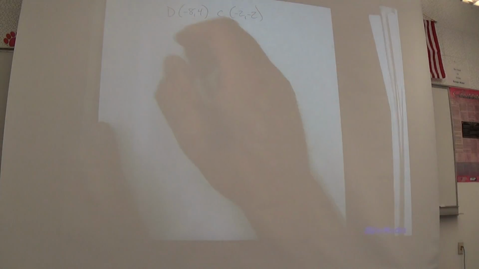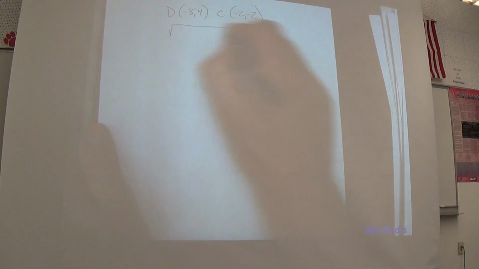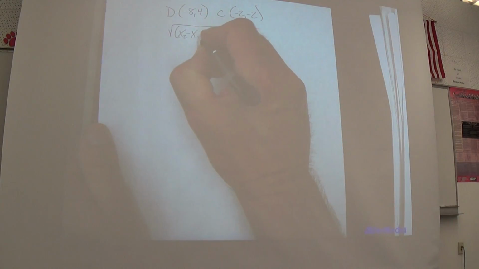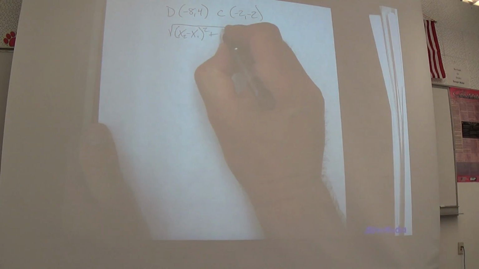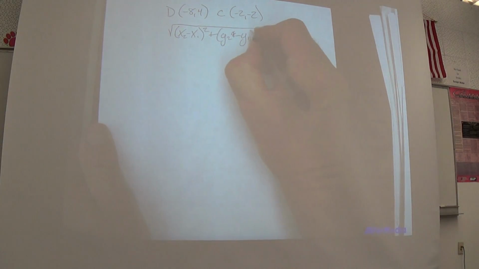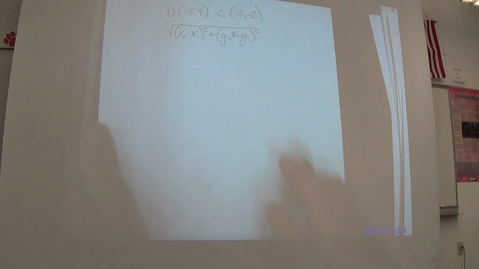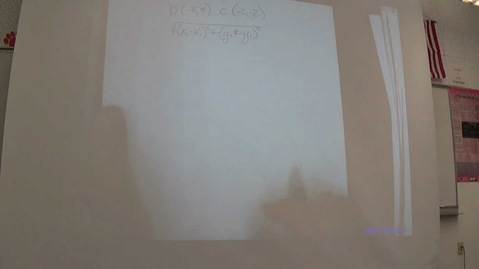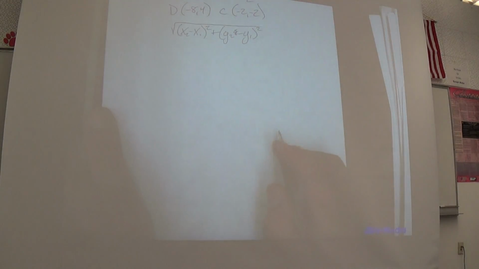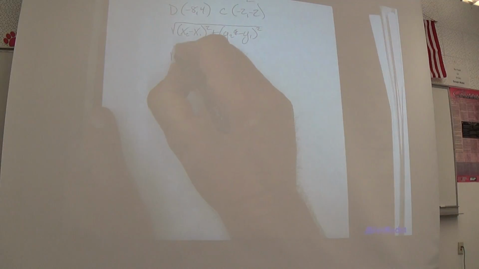So the formula says that we're going to take the x value from point 2, subtract the x value from point 1 and square that. Take the y value from point 2, subtract the y value from point 1 and square that, and then take its square root if you need to. So we're going to call this point 2, this point 1. I could have done it the other way around. It should give us the same result.